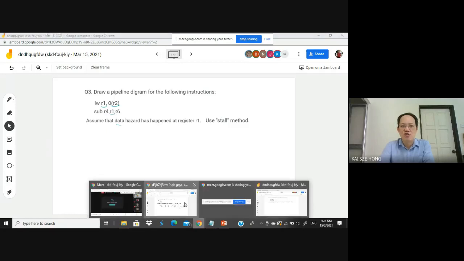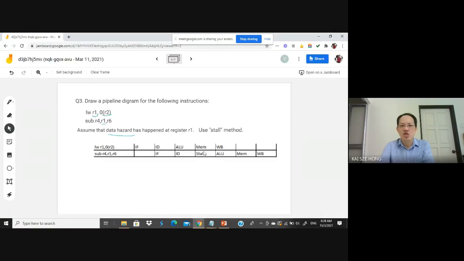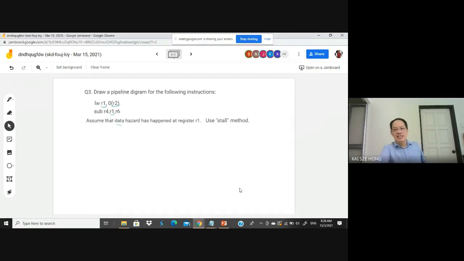The answer is just like this. Let me show you a little bit. You have to put a stall before the memory access for the first instruction. Let's do this and then put an answer over here in 5 minutes. Let's try to figure out how to draw the pipeline diagram.